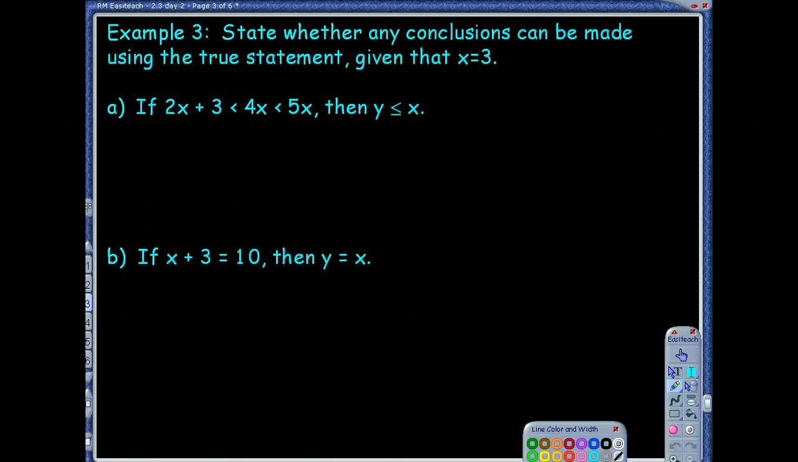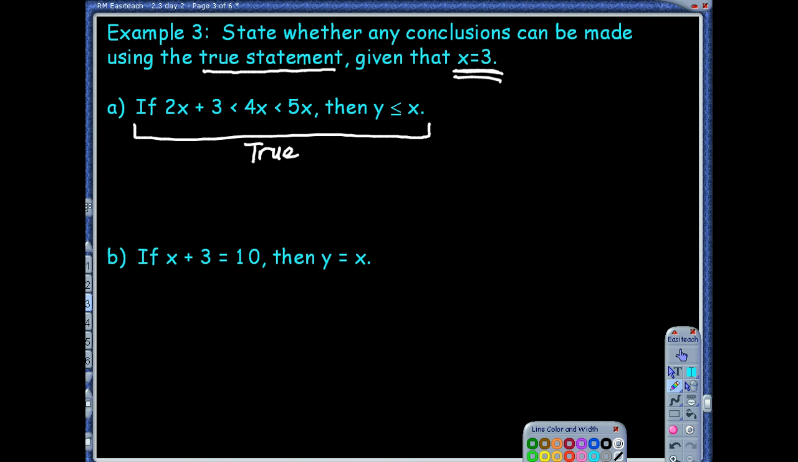Example 3. State whether any conclusions can be made using the true statement, given that x equals 3. All right, so first and foremost, they're telling you that this whole statement is true. And they're saying x is going to be 3. They could give you another value, but this is the value they're giving as x.